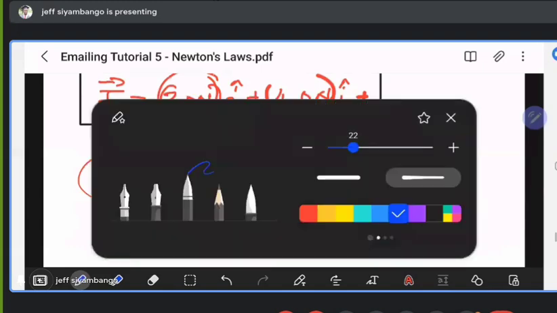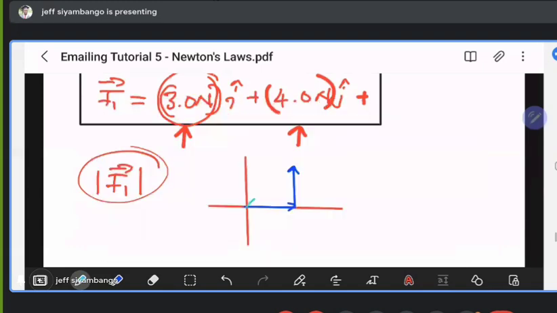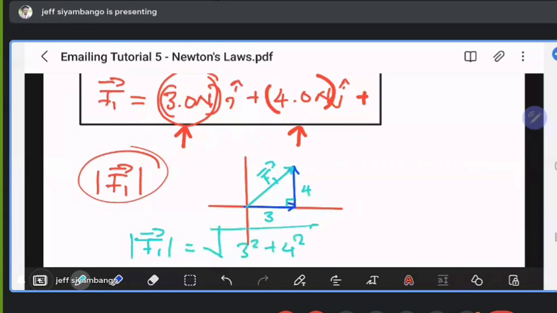So the vector itself, F1, has to be a force vector starting from here and ending where the y component ends. Clearly, if this is 3 and this is 4, we see this is right angled. So the F1 magnitude will be equal to the square root of 3 squared plus 4 squared, which is equal to 5 newtons. This is the magnitude of the vector itself, if we need it. For now, I just wanted to make sure that you understand the different ways you can interpret that statement.